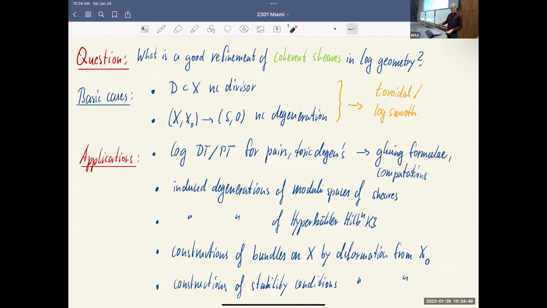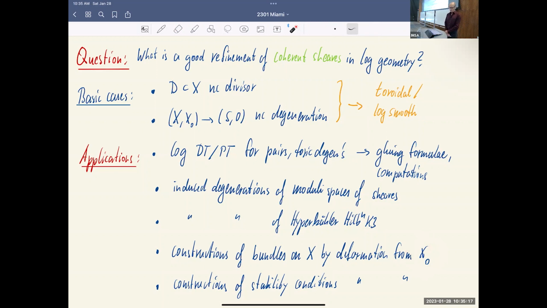Maybe you want to go the other way around and say, I'm interested in constructing vector bundles on a Calabi-Yau of high dimension, and there are limited techniques to do that. It might be easier to construct them on your central fiber, which might be something like a union of toric varieties, and then you try to deform, but you should also endow the stuff on X0 with some log structure, otherwise, good luck with it.